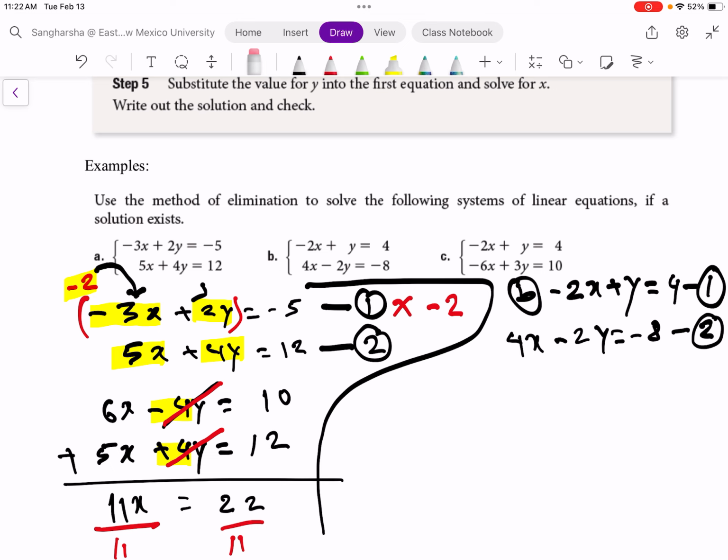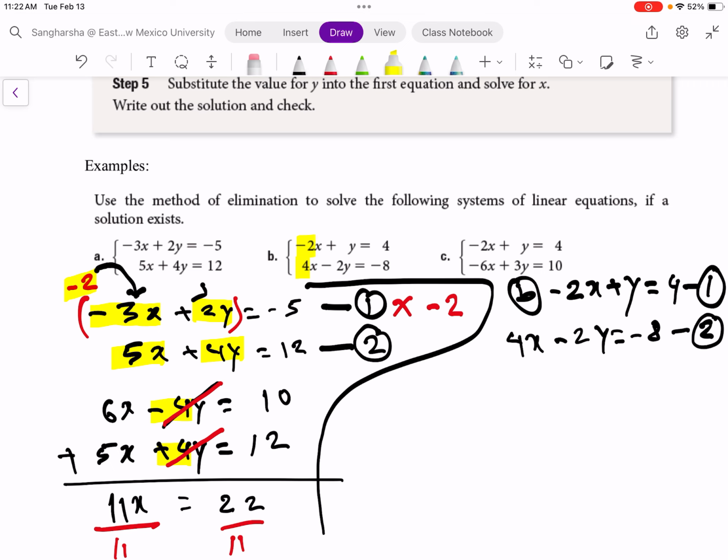So what variable do you want to eliminate, x or y? X, okay. Now if you want to eliminate the x variable, let's see the coefficients. The coefficient is -2 and the coefficient is 4. Now how can we make the coefficient the same here? What do we have to do? Okay. You want to multiply times 2. Multiply which equation, 1 or 2? 1, okay, by 2.